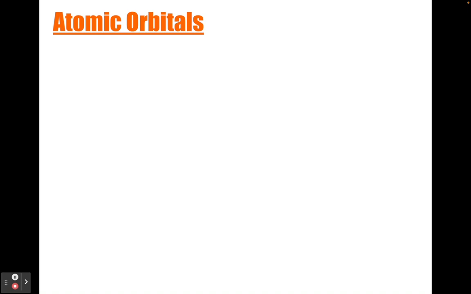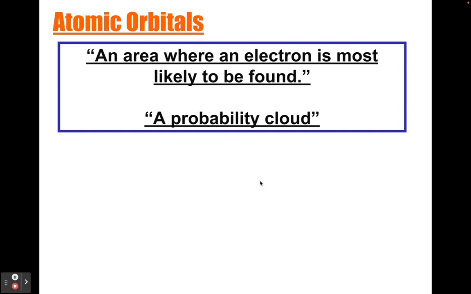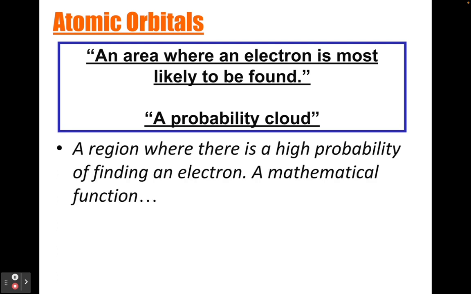We talked about this in a previous video, but let's remind ourselves what an orbital is. An orbital is just an area where an electron is most likely to be found. It's what we call a probability cloud, right? So you have a certain probability of finding the electron within this area or within this space. That is what we call an orbital. So when we're talking about orbitals, you have to keep in mind that we're talking about a probability space in which we have a certain amount of probability of finding the electron. Again, it's a region where we have a high probability of finding the electron.